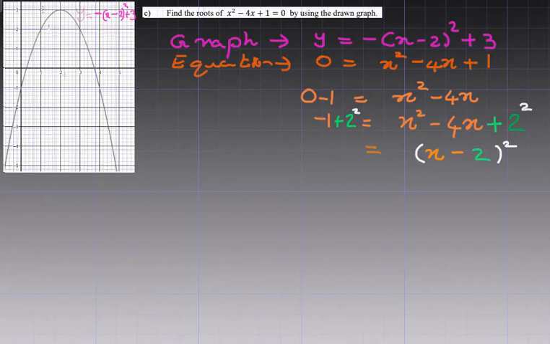And what do we get in the right-hand side? Minus 1 plus. What's 2 squared? That's 2 times 2, which is 4. So what's minus 1 plus 4? That gives us, what does it give us? Plus 3. That's correct. That gives us plus 3. And plus 3 is equal to x minus 2 whole thing squared.